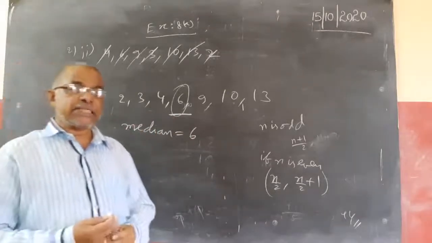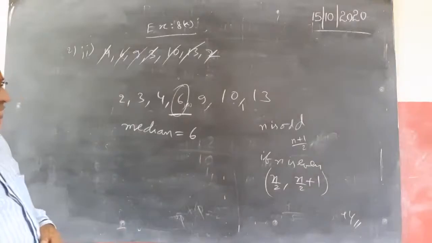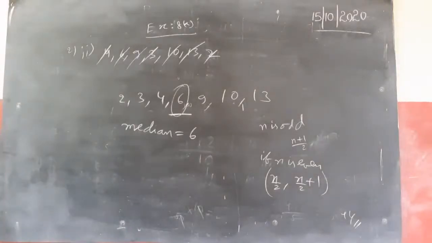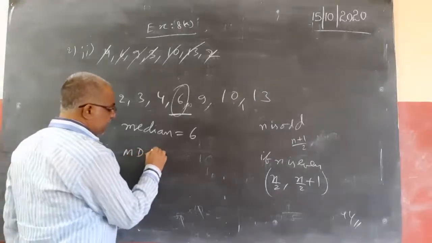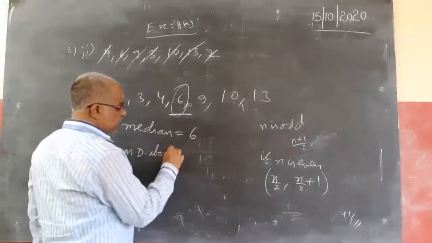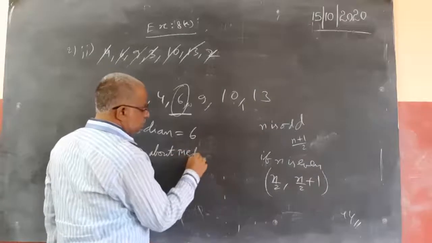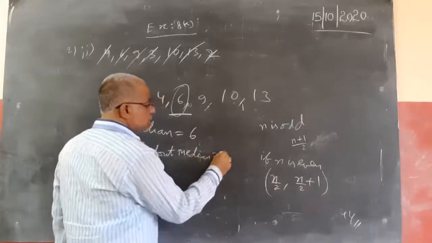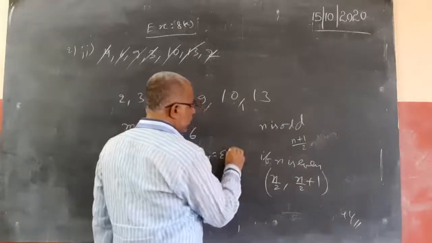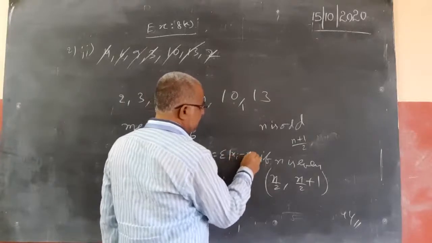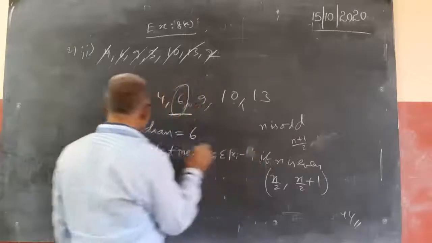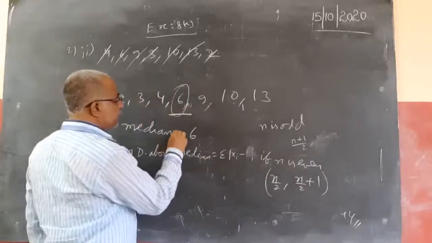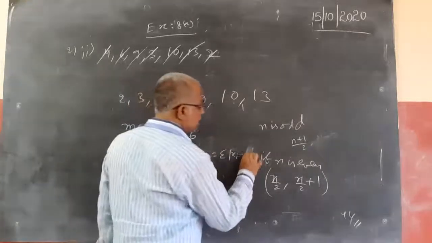Now mean deviation about the median. The same procedure as the previous mean. Mean deviation about median is equal to the same formula, sigma modulus of xi minus x bar. Here, instead of x bar, you take the median. The median is usually represented by M. So xi minus M.